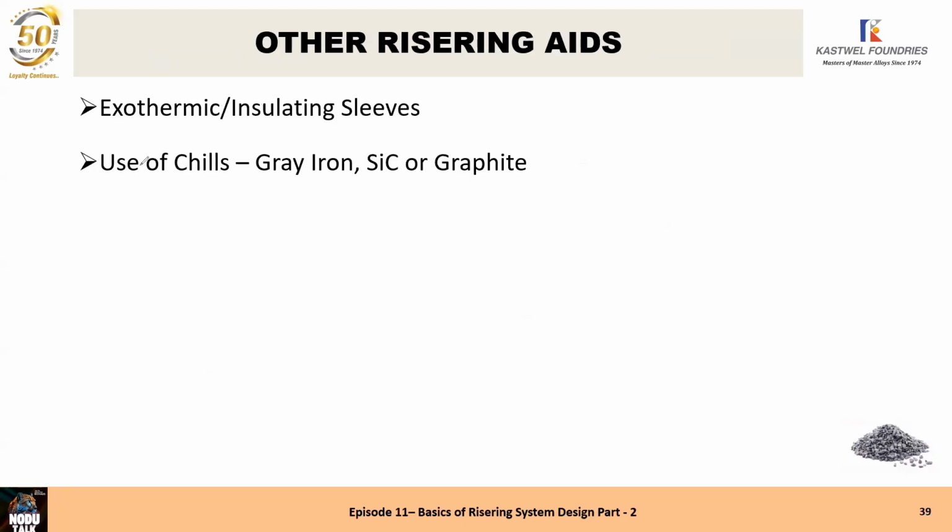These are other aids which we use for making sound castings: exothermic sleeves, insulating sleeves or bottles, insulating exothermic sleeves, or chills. Chills are normally made of gray iron, silicon carbide, or graphite block. Gray iron is the strongest chill. Silicon carbide and graphite blocks have to be replaced. Gray iron also has to be replaced when it begins to crack, or when the carbon from the gray iron is all burnt out by using the chill.